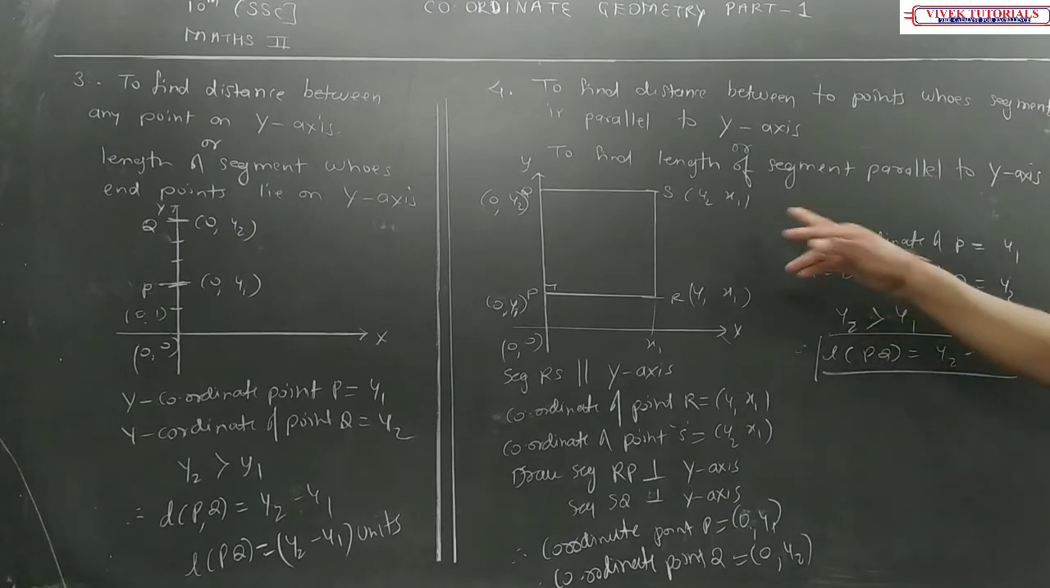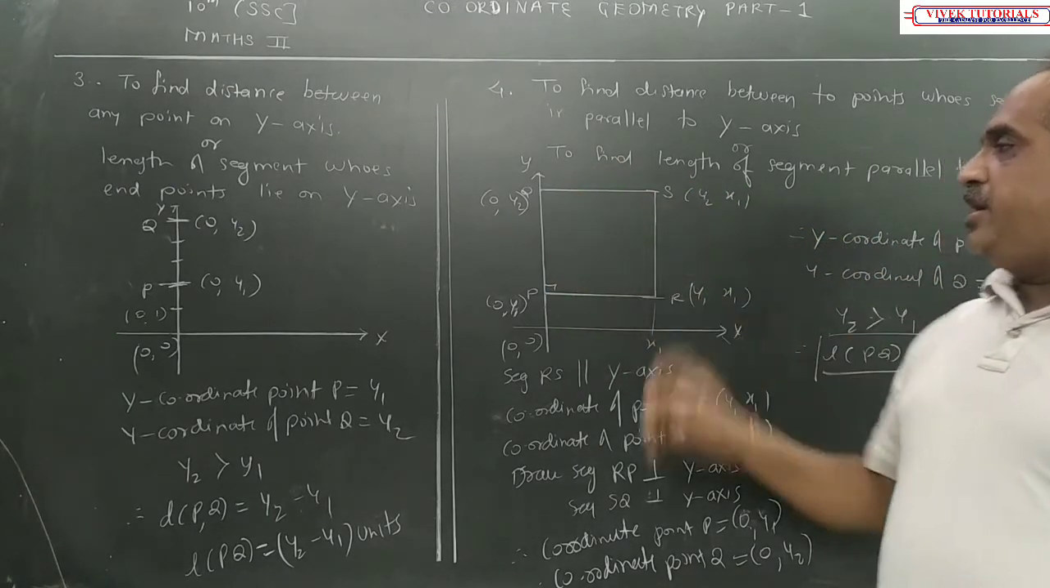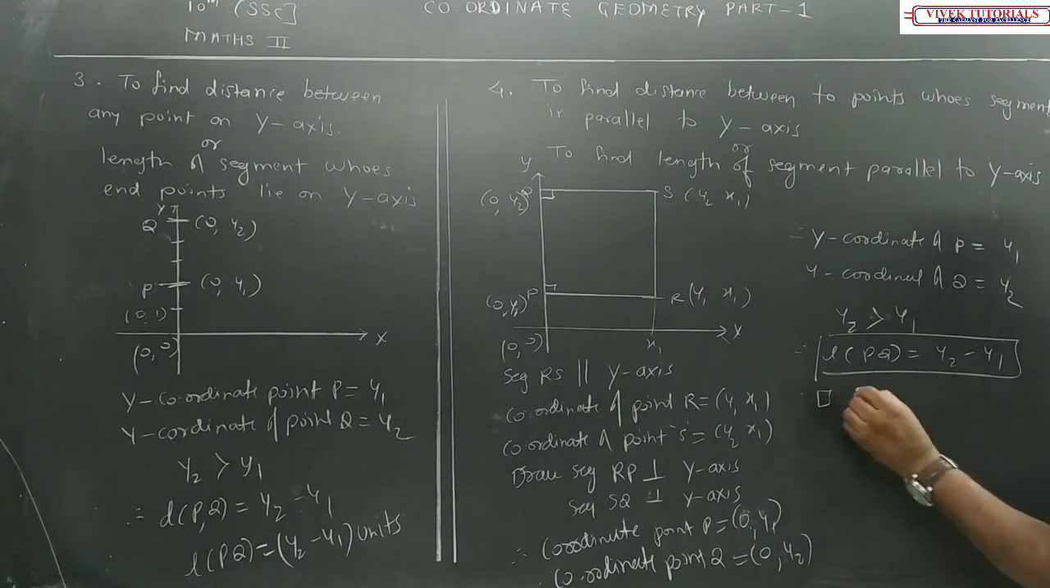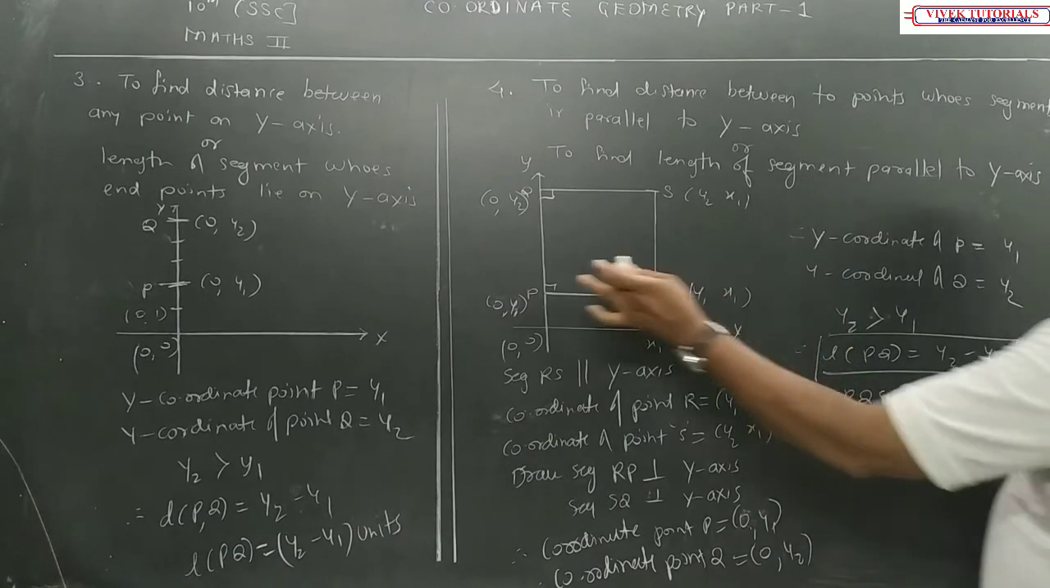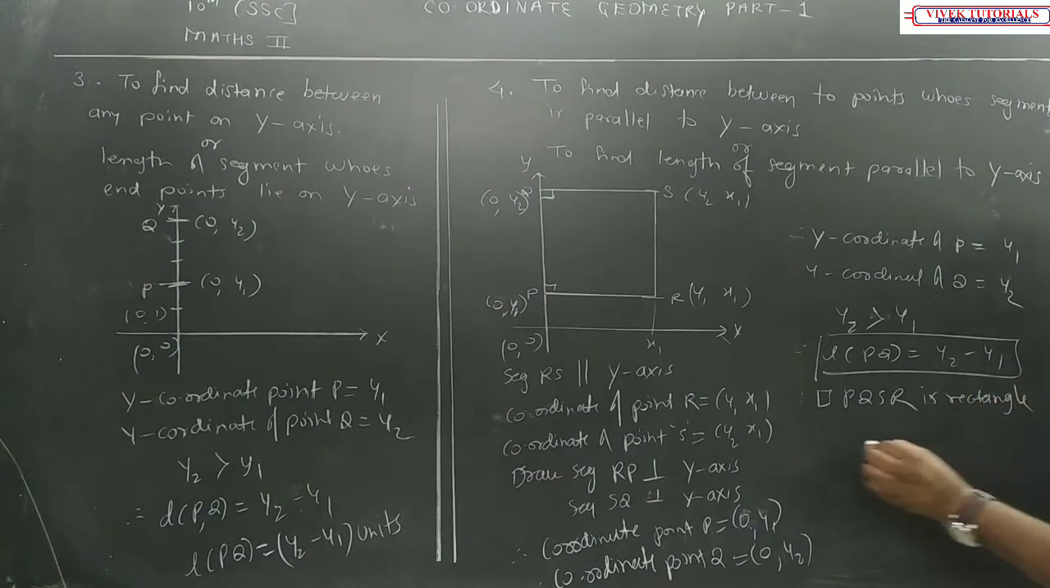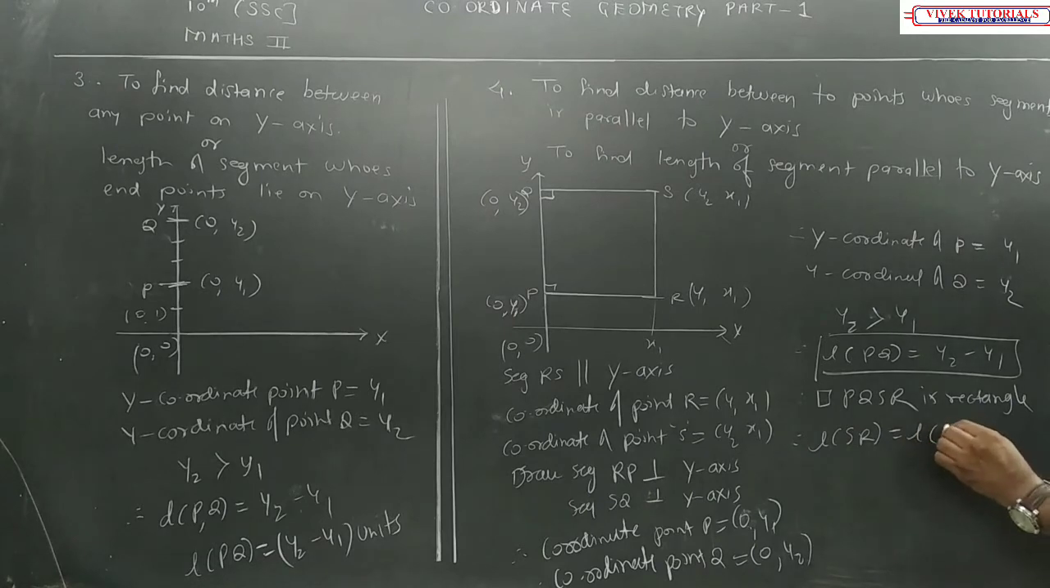Now, if you see this quadrilateral, it is perpendicular. So, ultimately, quadrilateral PQSR is a rectangle. Therefore, length SR is equal to length PQ. Here you can write: opposite sides of a rectangle.